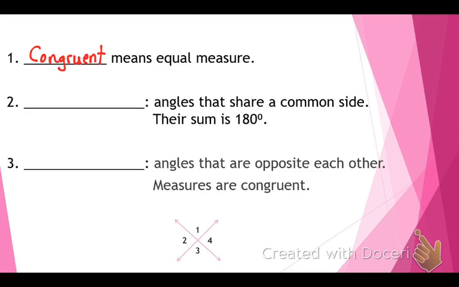Next one, Katie. These are angles that share a common side and their sum is 180 degrees. Okay, let's think about this. We talked about a common side, just like I told you that wall right there is a common wall with the teacher next door. Adjacent, very good. So when you see common side, think about the common wall, and these are called adjacent angles.